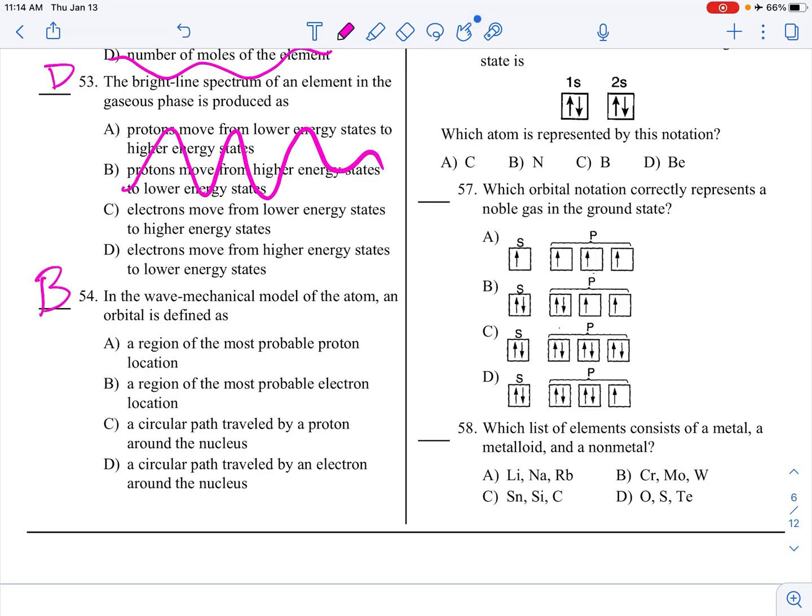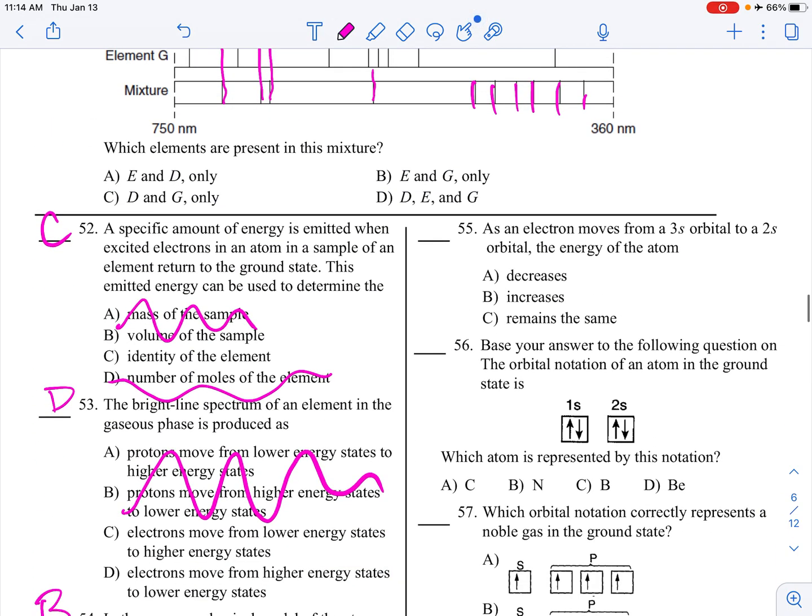In the wave mechanical model, an orbital is defined as a region of most probable location of electrons. Circular path, this is Bohr. And protons, you should know where those are, nucleus. As an electron moves from the 3s to the 2s, so this is moving down, energy should decrease. Remember, closer to the nucleus is like closer to the stage. You can see everything, putting in less energy to maintain.